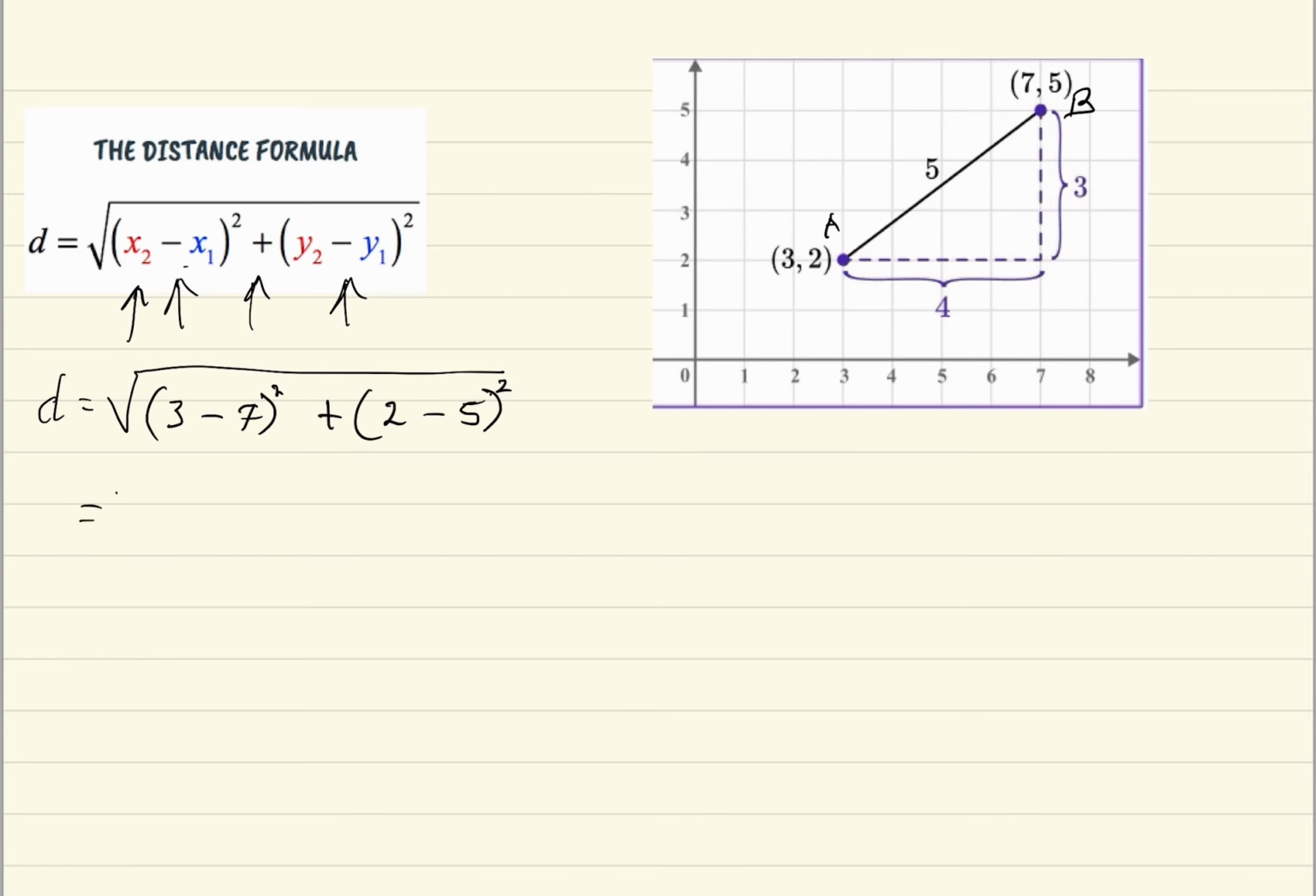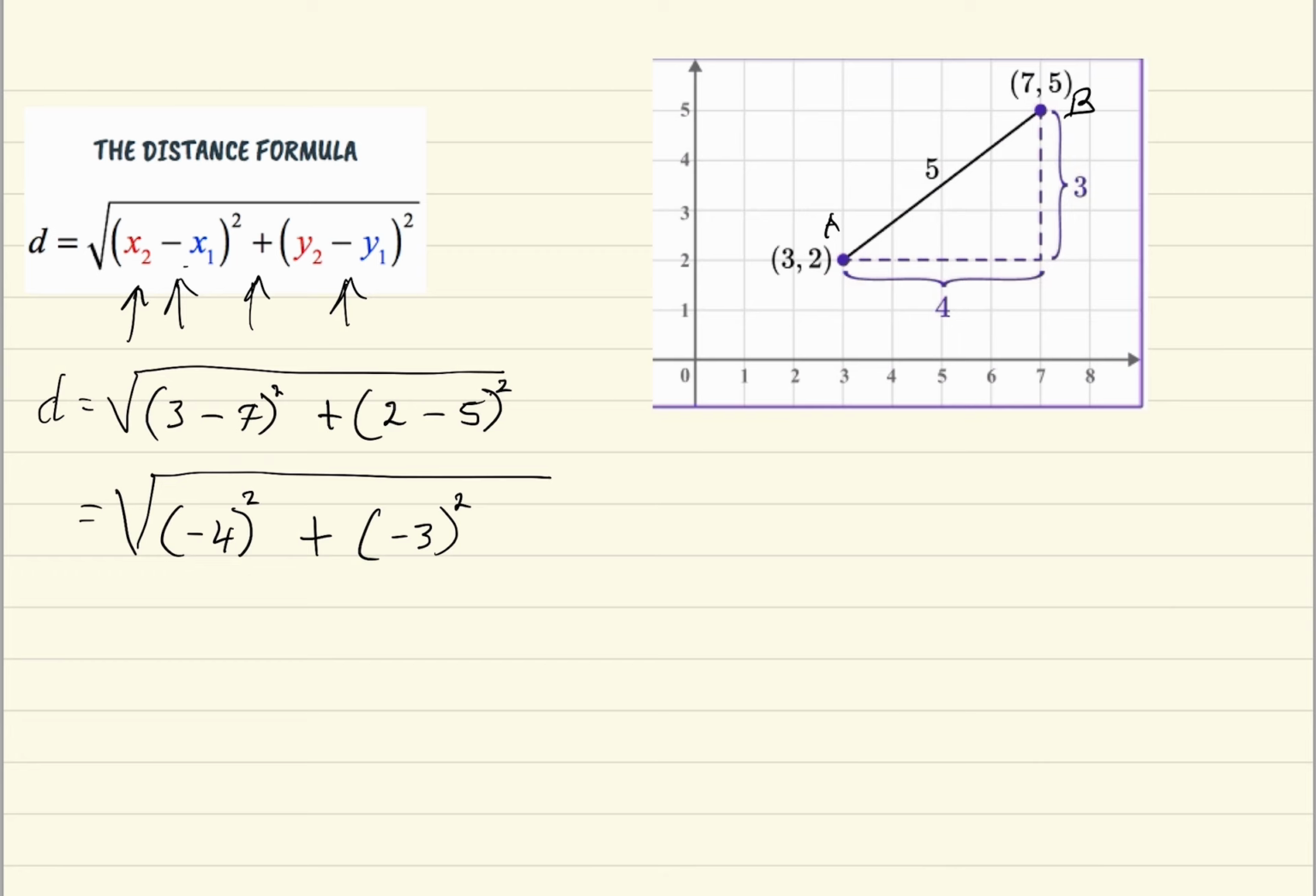So let's work that out. 3 minus 7, if we go backwards, is going to be negative 4, squared, plus 2 minus 5 is going to give us negative 3. Now we could have made this simpler by using positive numbers instead, but it doesn't matter. You could still work it out and then square that.